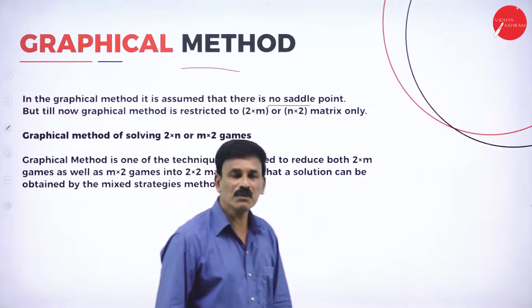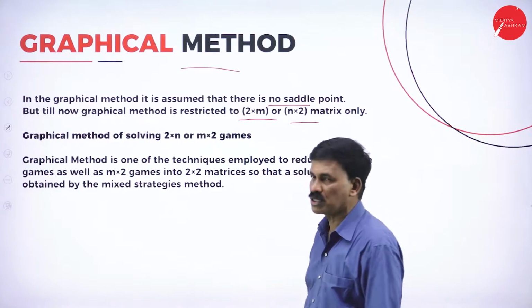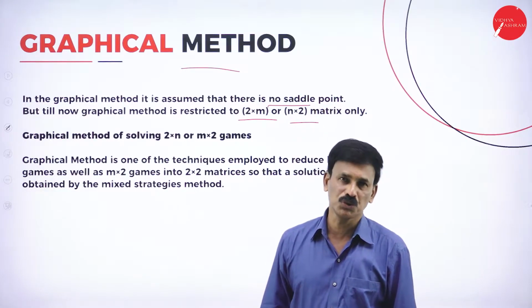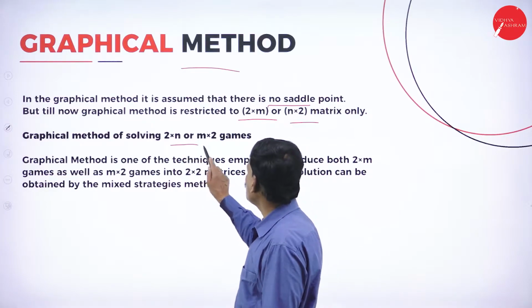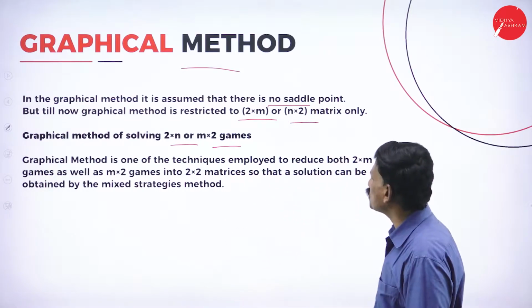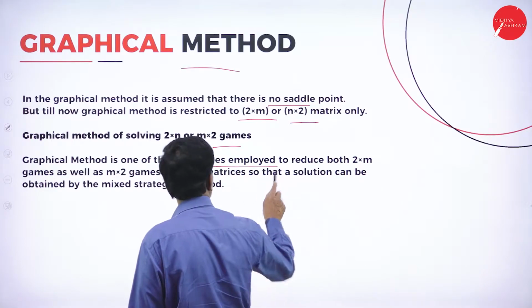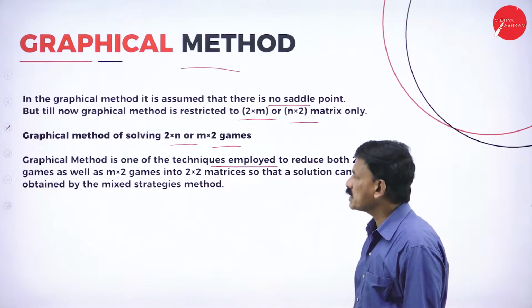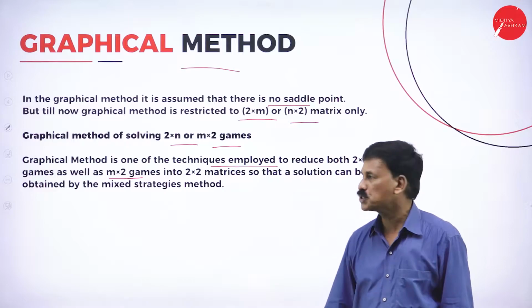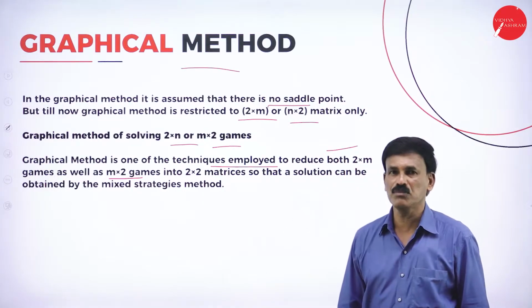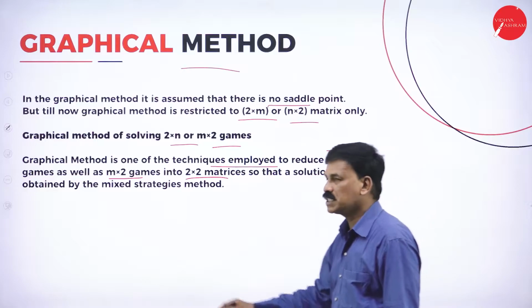Still, this graphical method is restricted only to 2 into m or n into 2 matrices. Here we can convert the matrix into 2 rows, 2 columns, so that it can be solved by the ordinary method. The graphical method is one of the techniques employed to reduce both 2 into m and m into 2 games into 2 rows 2 column matrices, so that the solution can be easily obtained.